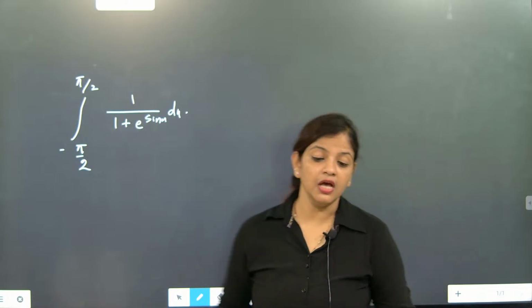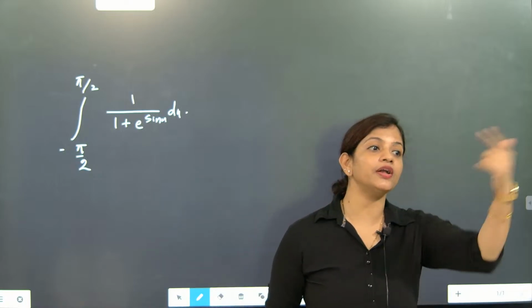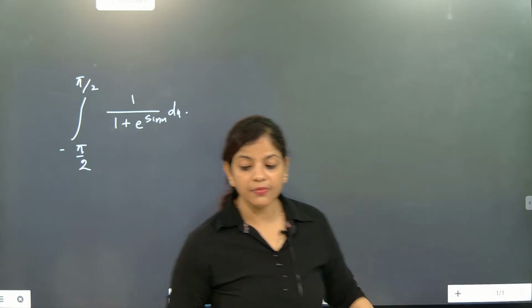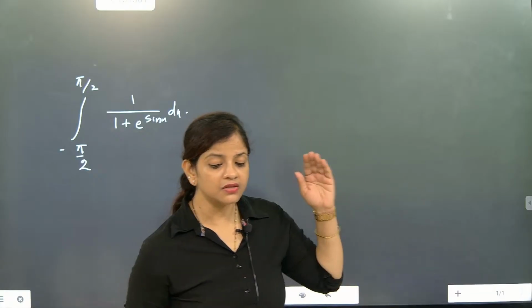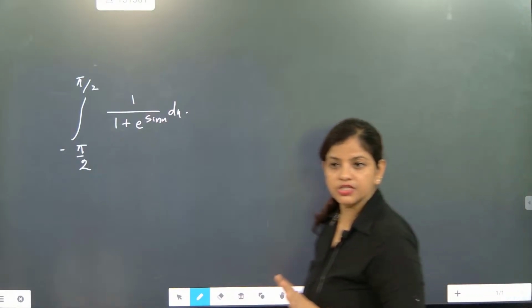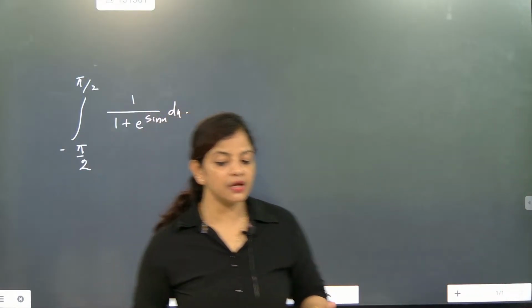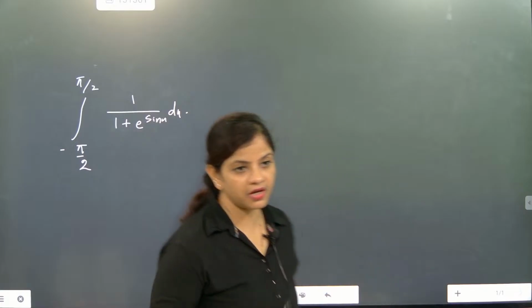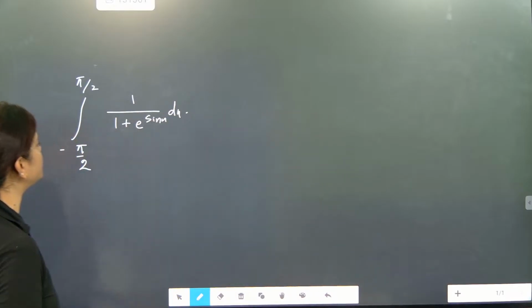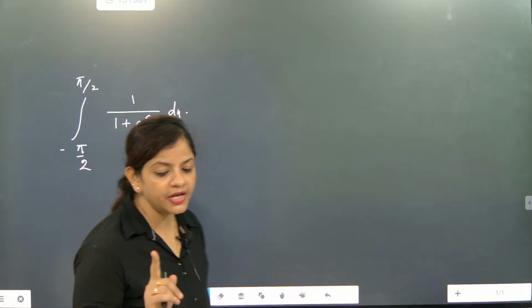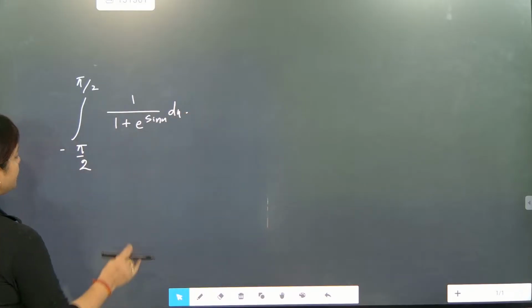But here you see down is minus pi by 2 and up is pi by 2. So it is reminding you that the lower limit and upper limit are the same in magnitude. This is the most important thing you must remember. Understood? So now we know one property. Which property are we knowing? Property number 8. And what is exactly property number 8?